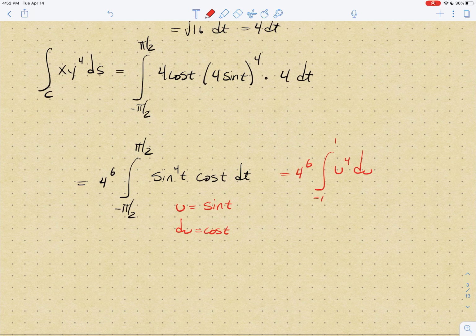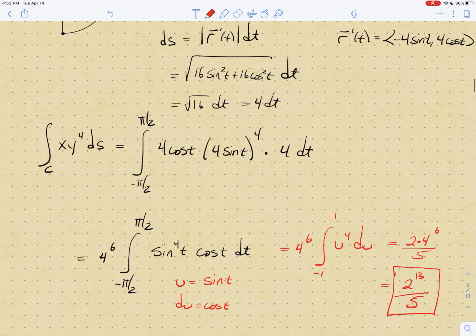If you go ahead and change the bounds, some of you don't like to, that's fine. Either way, you're going to work this out, no problem, and you're going to get 2 times 4 to the 6th over 5, so 2/5 times 4 to the 6th. Yes, you can evaluate that if you want to. I didn't really want to, so I just left it like that. I guess I could write it as 2 to the 13th over 5, since 4 is 2 squared, so 4 to the 6th is 2 to the 12th. That's probably better than leaving it 2 times 4 to the 6th. Okay, so that's that one. Let's stop this video here, and then we'll go on.